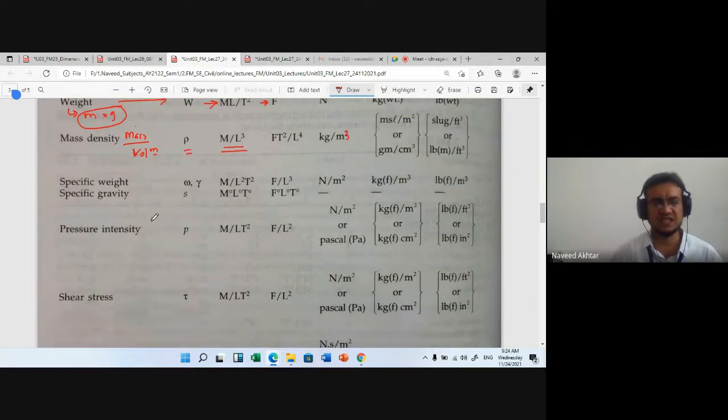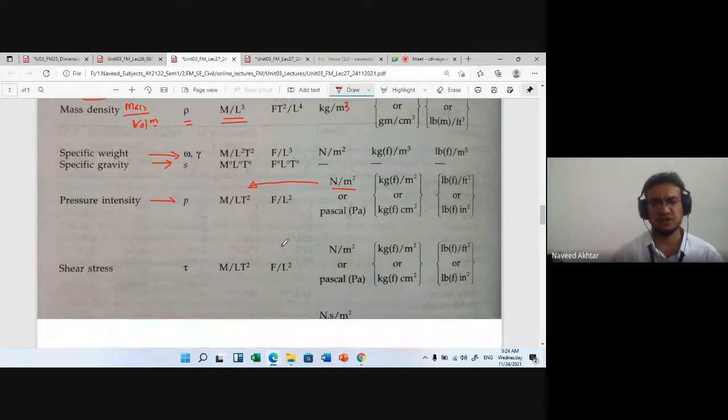Similarly, there are the specific weight omega and specific gravity s. For pressure, we measure Newton per meter square. The dimensional unit is mass upon L square or F upon L square, that is pressure, Newton per meter square.